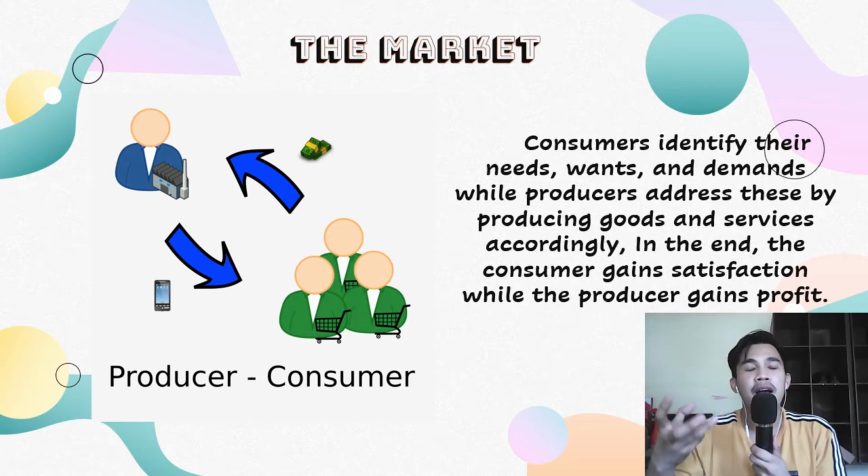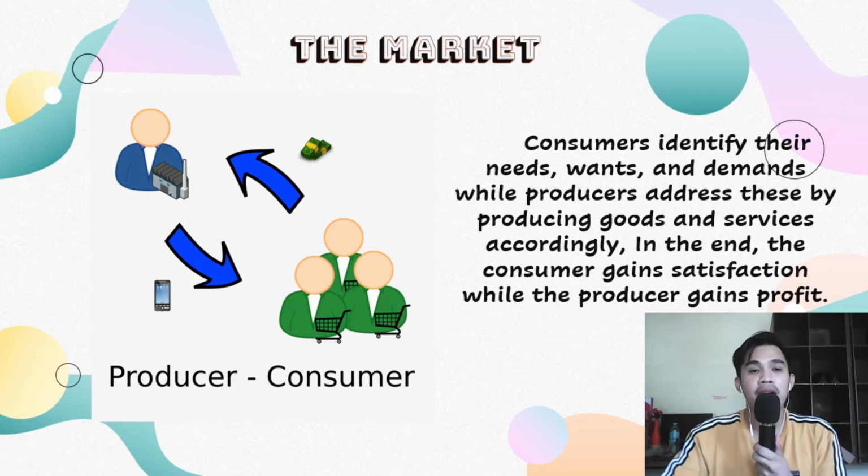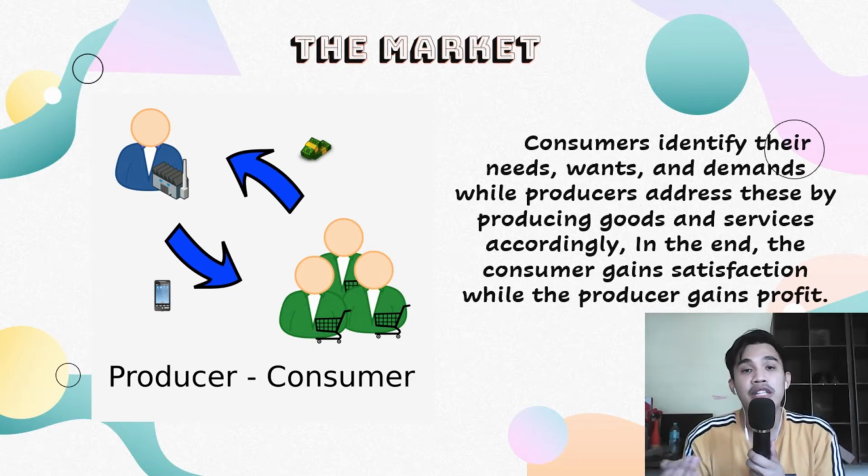The persons involved in the market are the producer and the consumer, and the interaction between the two is very vital so that our economy will progress and grow. Consumers identify their needs, wants, and demands. We are the consumers. What we need is food, clothing, and something else.